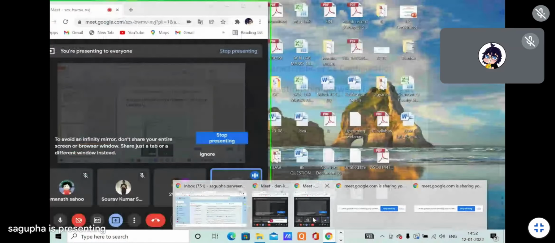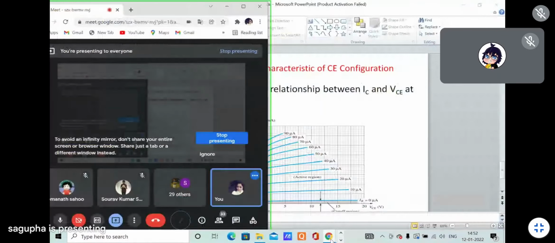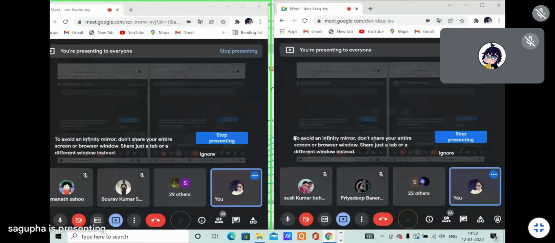What is the relationship between IC and IB? Anyone from B1 or B2? IC is equal to beta IB, you know. Do you remember this or not? IC is equal to beta IB. Do you know this? Yes, ma'am.